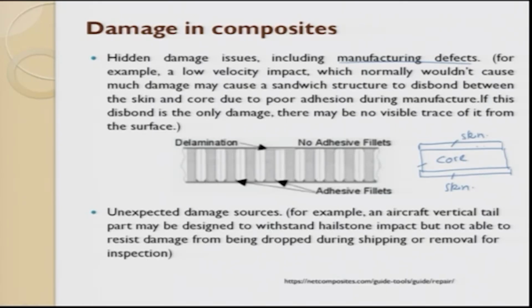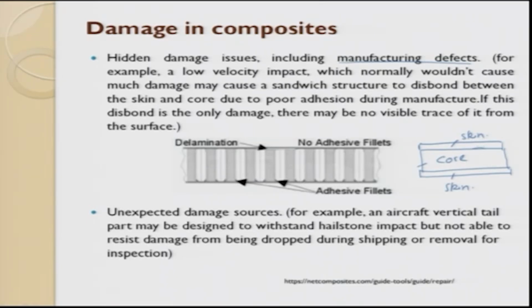But here it can happen in the top as well as in the bottom. If there is a small mismatch or a small void between the skin and the core, this leads to disbonding. And for a sandwich structure, even a small disbonding leads to a major reduction in the structural properties.